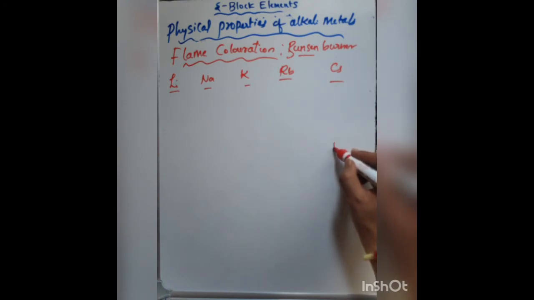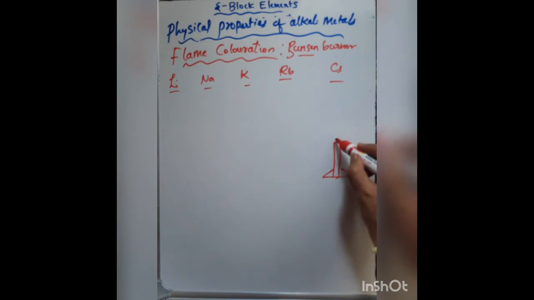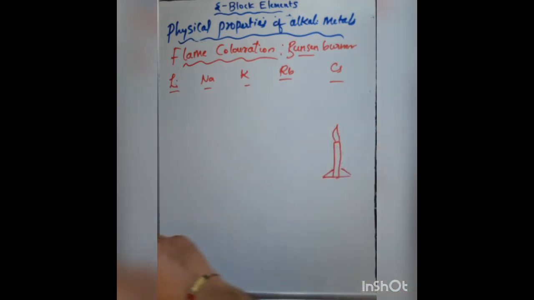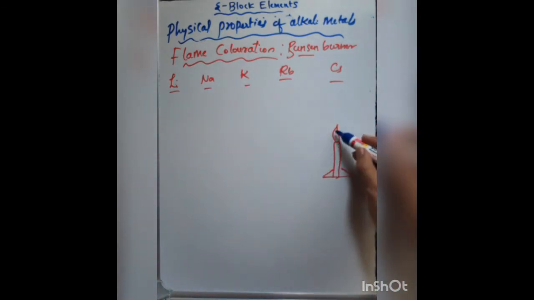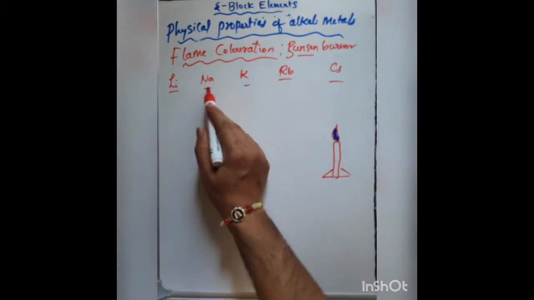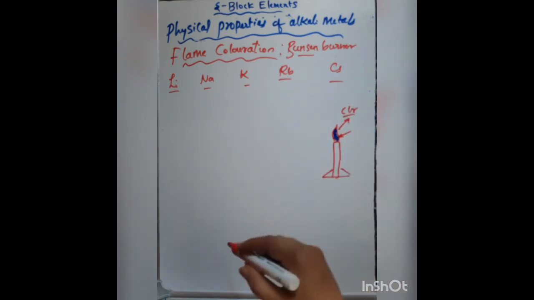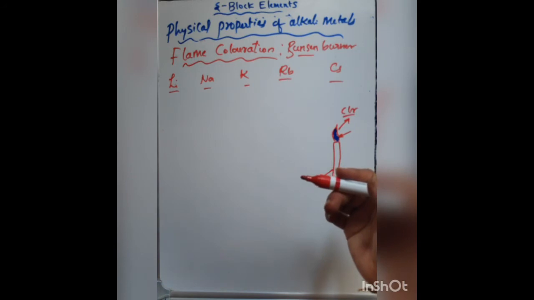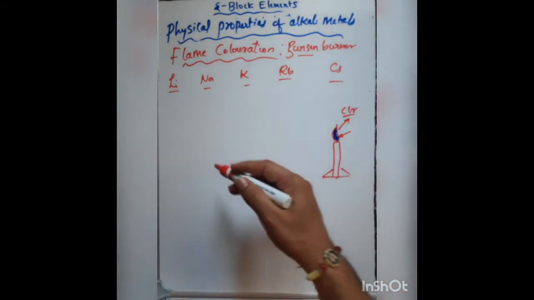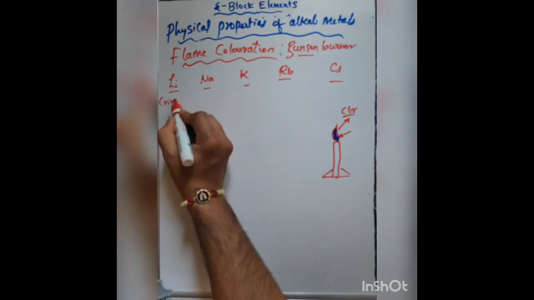The Bunsen burner will be like this. It will have some base here and some fume, and this flame will be of blue coloration. Whenever I take any of the cations and put it on the flame, some color is seen. Some color can be seen by the naked eye. So when I put lithium plus on the flame, I get crimson red.